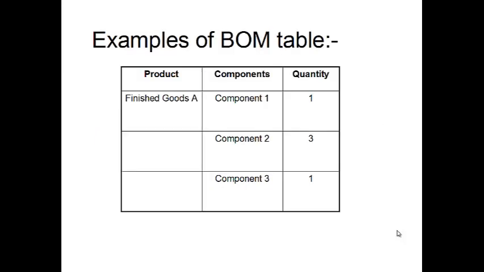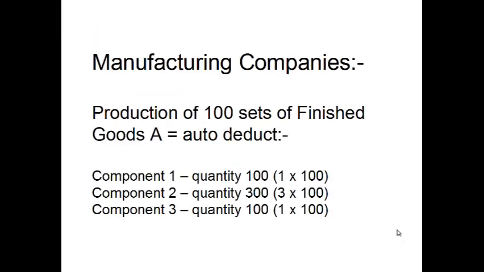Now here's an example of a BOM table for a manufacturing company where you have finished goods A made up of component 1, 2, and 3 with different quantities. So when there is a production of, say, 100 sets of finished goods A, the system will auto-deduct component 1 quantity 100, which is the 1 piece times 100 sets, and component 2 300 pieces, component 3 100 pieces.